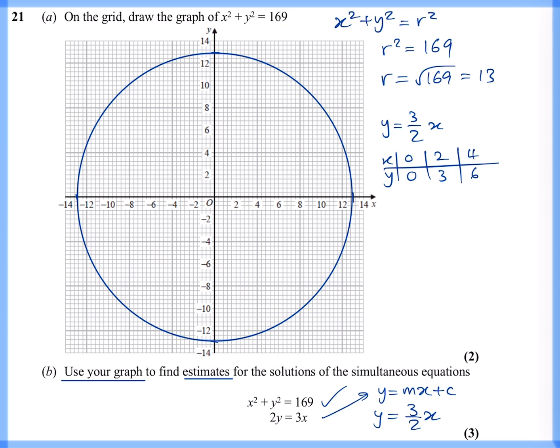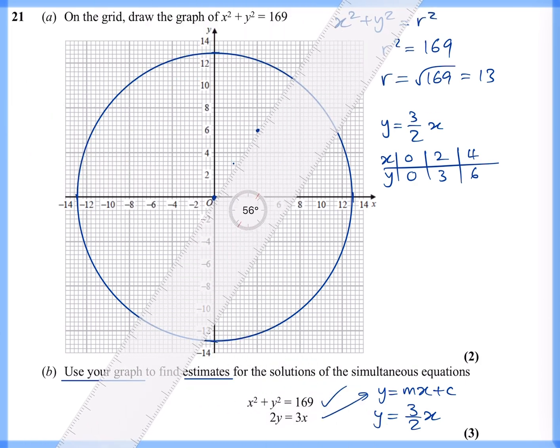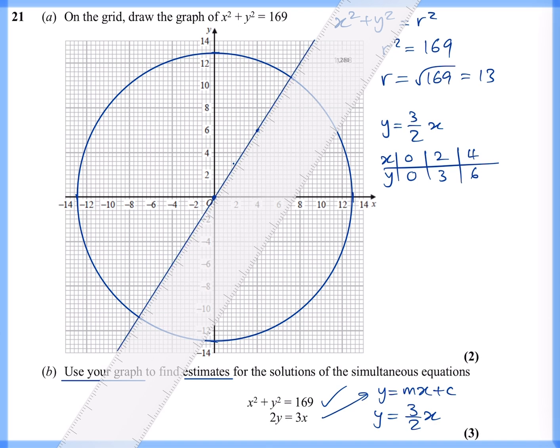So plotting these points, 0, 0, 2, 3. So that's about over here. And then 4, 6. It's probably easier to draw 4, 6. Right, so our straight line, if I get my ruler, my straight line is going to be somewhere here. Okay.